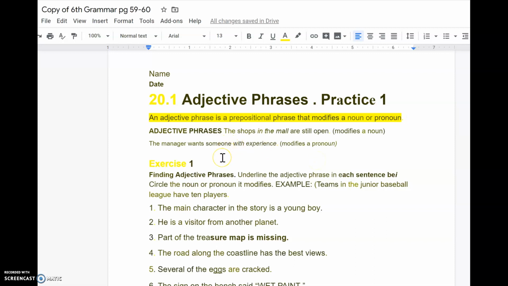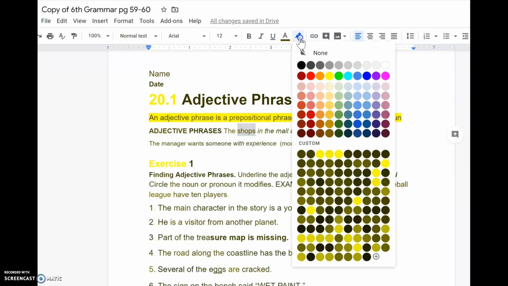So in your book, and mine looks a little different because I had to copy my book, but this is the same thing that's in your book on page 59. They give us some adjective phrases. They say, the shops in the mall are still open. So we know that what's being described in this sentence is the shops. The shops is the noun. So I'm going to highlight that.